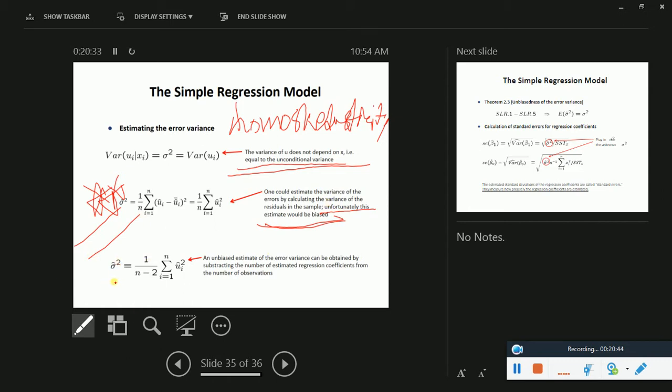Okay, and let's look at the last part. An unbiased estimate of the error variance can be obtained by subtracting the number of estimated regression coefficients from the number of observations. So in this case they have subtracted 2, the number of estimated regression coefficients, from the number of observations. That's why there is a minus 2 here, right? If you have estimated maybe 5 regression coefficients, then you do n minus 5, right? So this is also a key point.